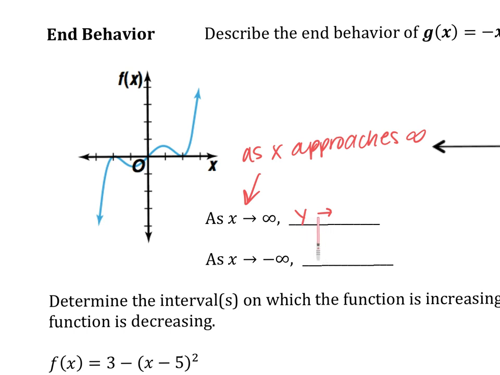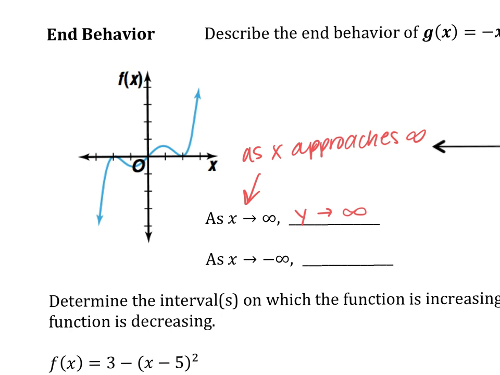My Y's are approaching. Now let's think about this. When my X was 1, my Y is like a half. My X is 2, my Y is 0. When X is 3, my Y might be 5. When X is 4, my Y is going to be like 100. When X is 5, my Y is going to be 2,000. Where are those Y's approaching? They're going to infinity, right? So we get to say my Y's are approaching infinity.